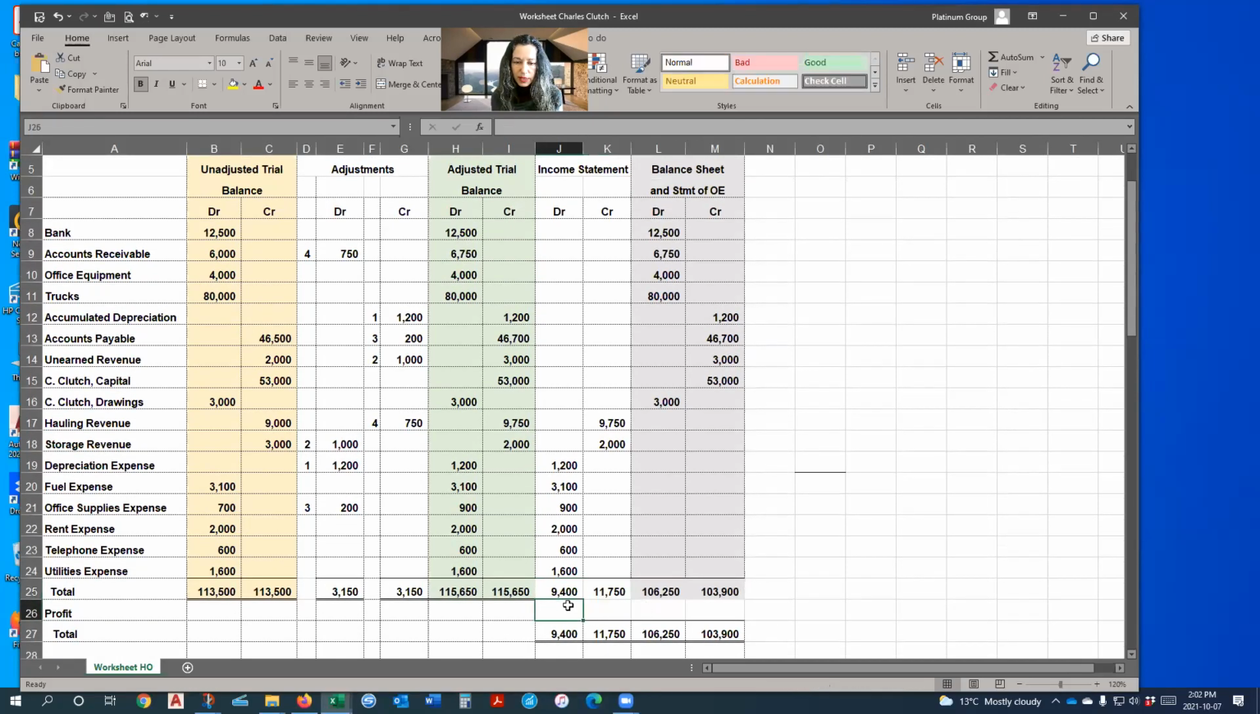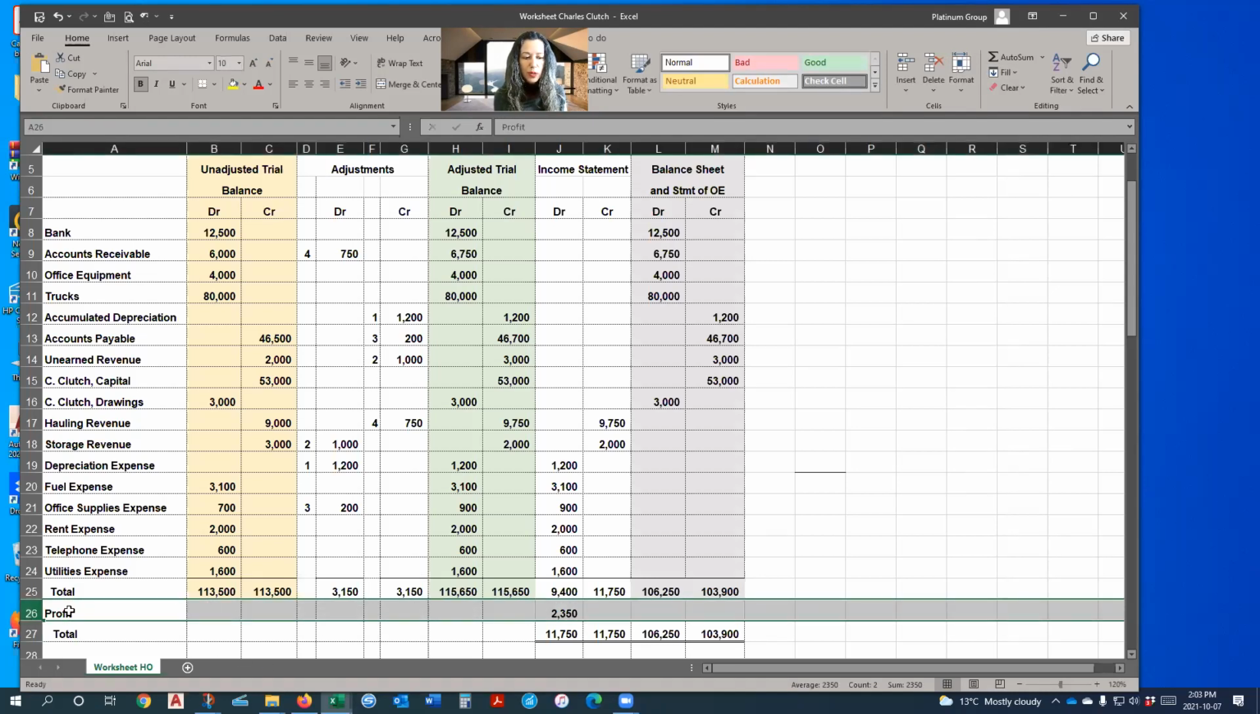So if I go plus 11,750 minus 9,400, so revenue minus expense equals $2,350. So on row 26, I'll add the profit under column J. And when I add the profit in column J, we can see that the columns J and K now equal $11,750. So that works, and we're happy.